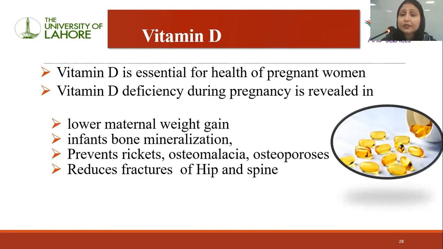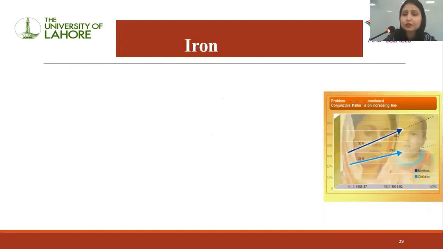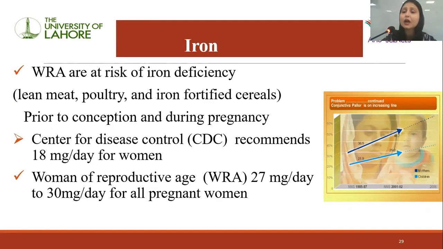So if there is a deficiency of vitamin D during pregnancy, it may cause lower maternal weight gain, bone mineralization may be affected, and rickets, osteomalacia, and osteoporosis may occur. Iron is also very important, as we discussed in the National Nutrition Survey, that a number of women of reproductive age and children under the age of 5 are suffering from iron deficiency, and during pregnancy, the demand for iron increases due to hemodilution.